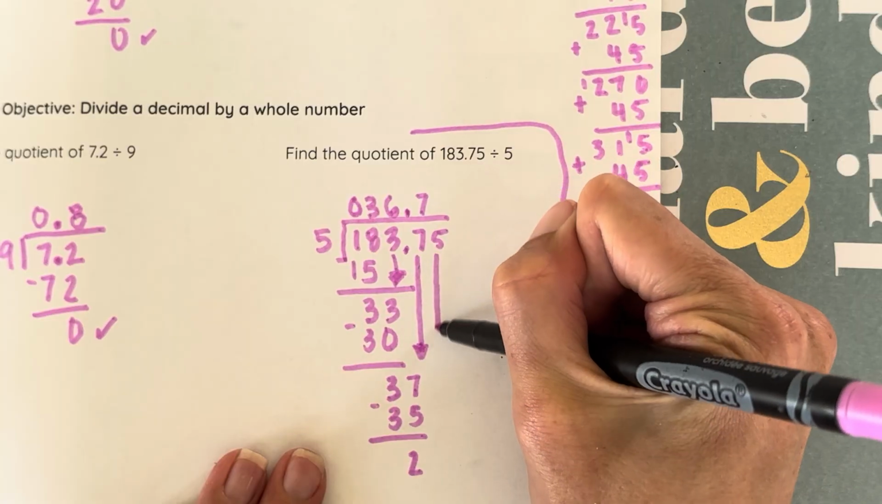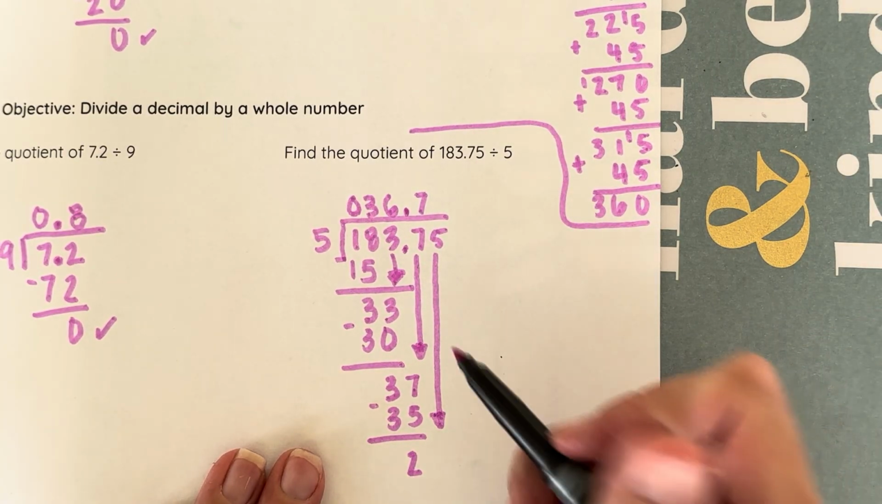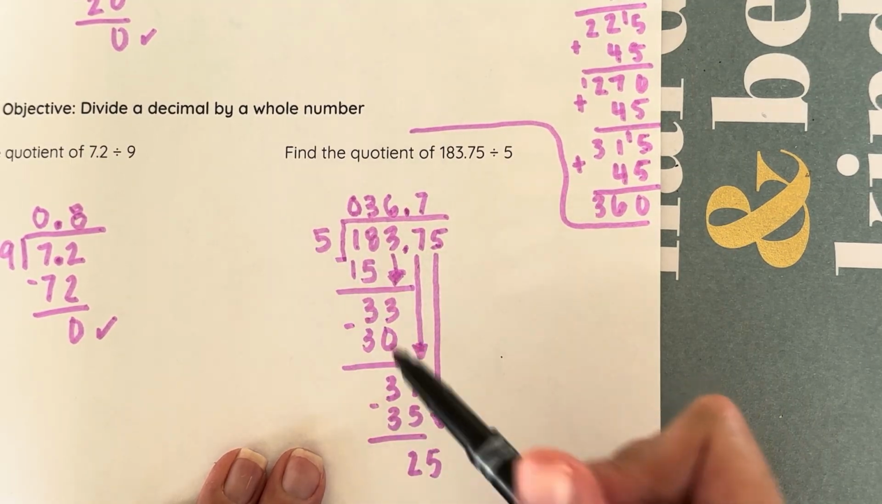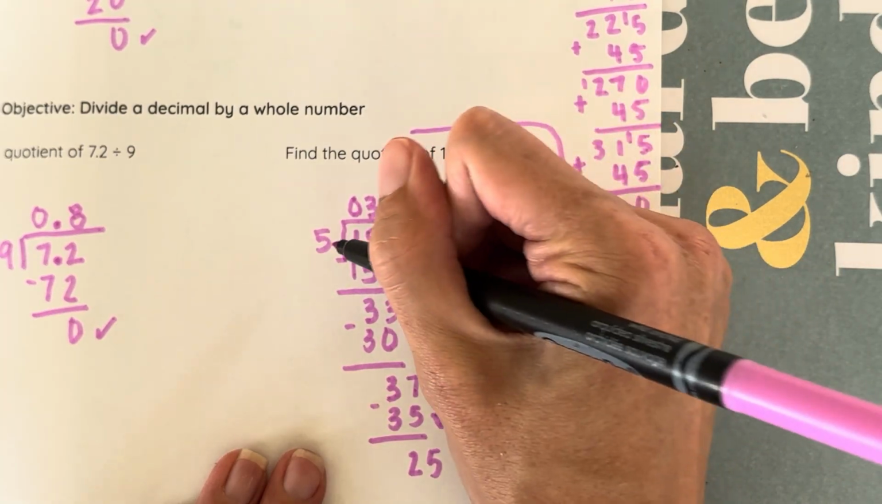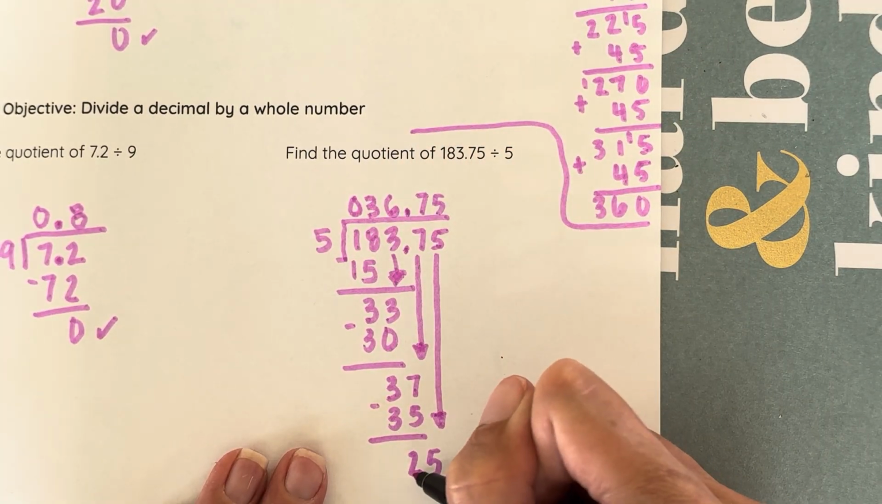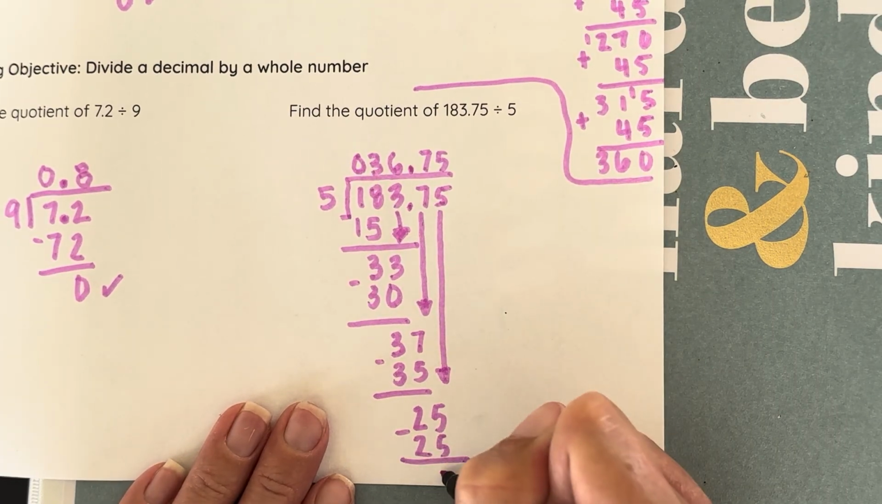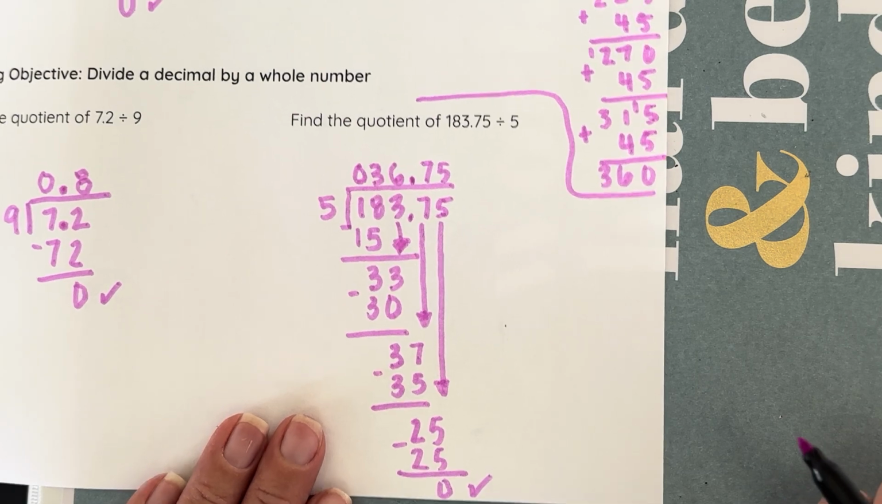Another number to bring down. Getting pretty far down the page, that's why it's important to write neatly. Bring down the 5. 5 goes into 25 5 times. 5 times 5 is 25. Subtract. I get a 0. There's nothing to bring down, and I know I'm done.